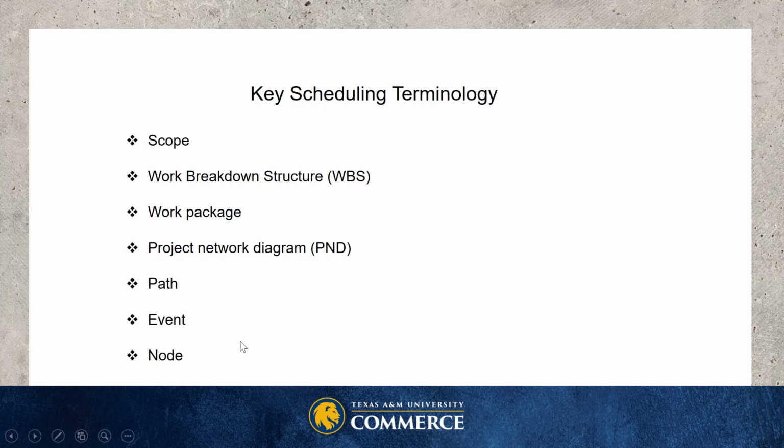Then the project network diagram. We've looked at that, and you've seen the critical path and the fact that it's a schematic display of the logical relationship of project activities. The path is simply the sequence of activities, and an event is a point where an activity is either started or completed. Then we have the node, which is one of the defining points of a network. It's a junction point joined to some or all of the others by the path.